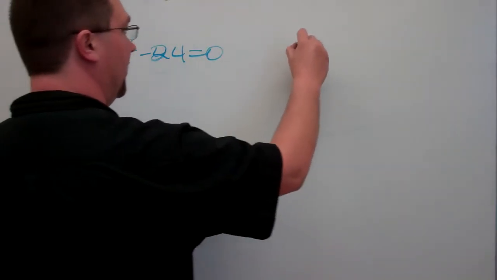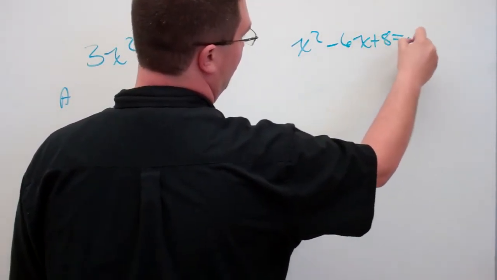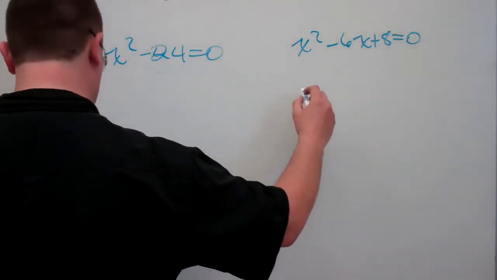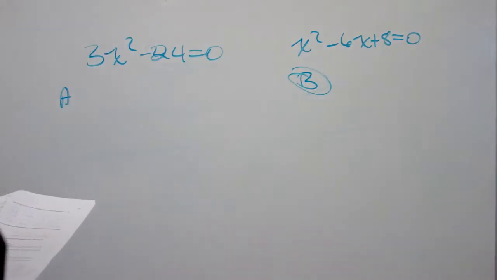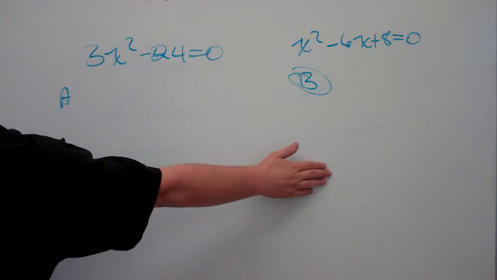Letter B, you have x squared minus 6x plus 8 equals 0. Well, for this one's easily factorable because you know both of your signs are negative. 8 is 4 and 2, so negative 4, negative 2. That multiplies to give you positive 8, adds to give you negative 6. So I would factor it because it's easily factorable. Alright? So this is 28, this is 29.